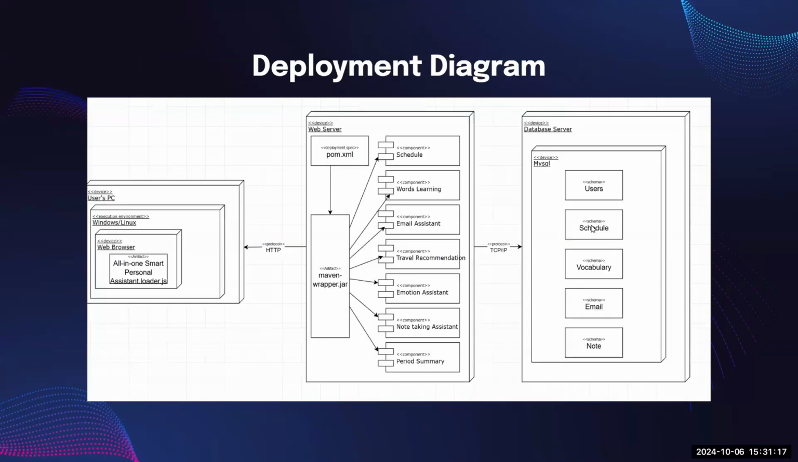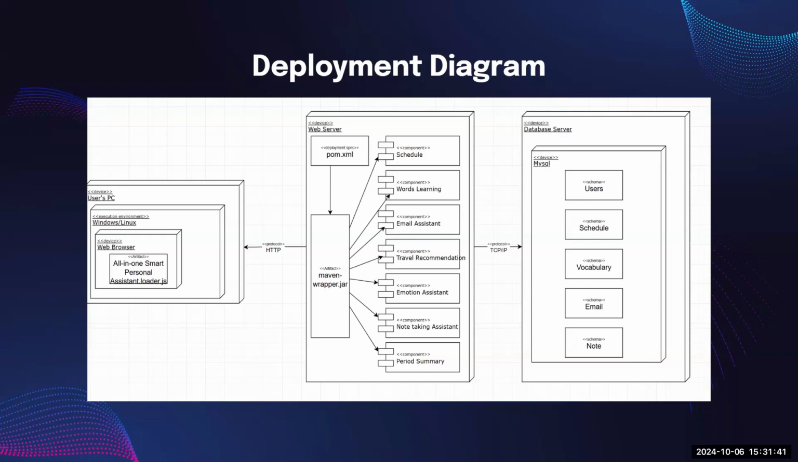Okay, so in this part, we use deployment diagram to visualize the physical deployment of software, illustrating how system components are distributed across servers or devices. As you can see, the execution environment of this system can be Windows or Linux. The user can launch our application by executing the JavaScript file on web browser. The application can communicate with the backend web server through HTTP protocol.